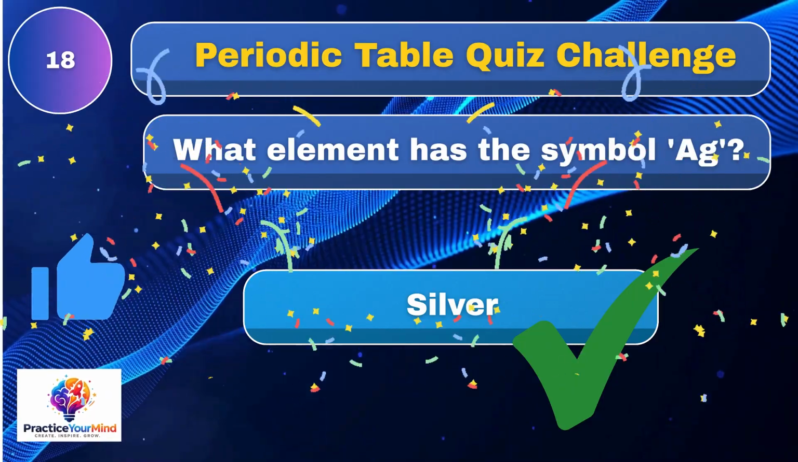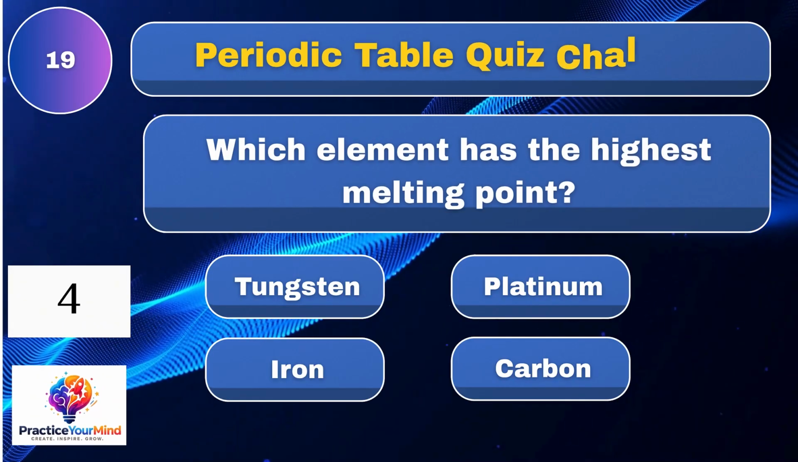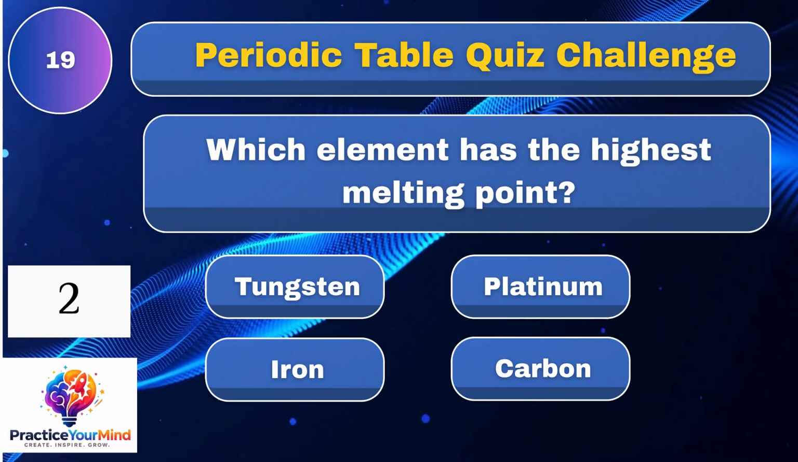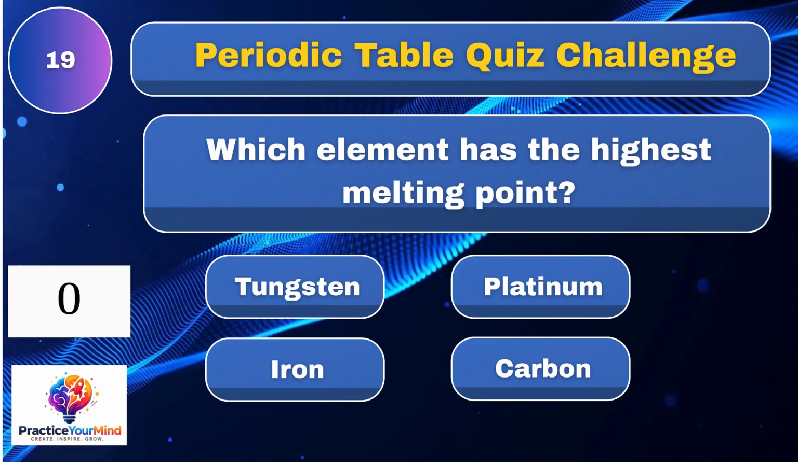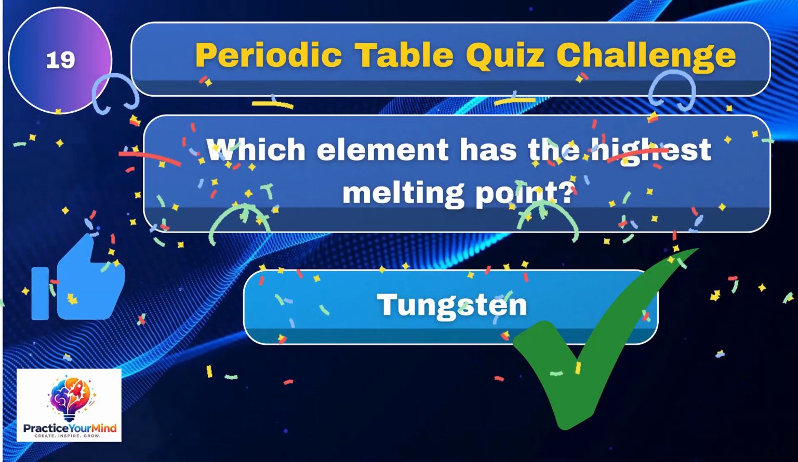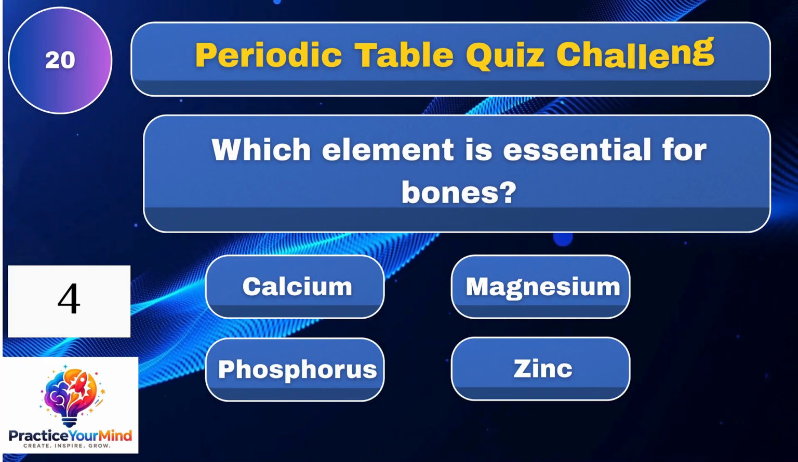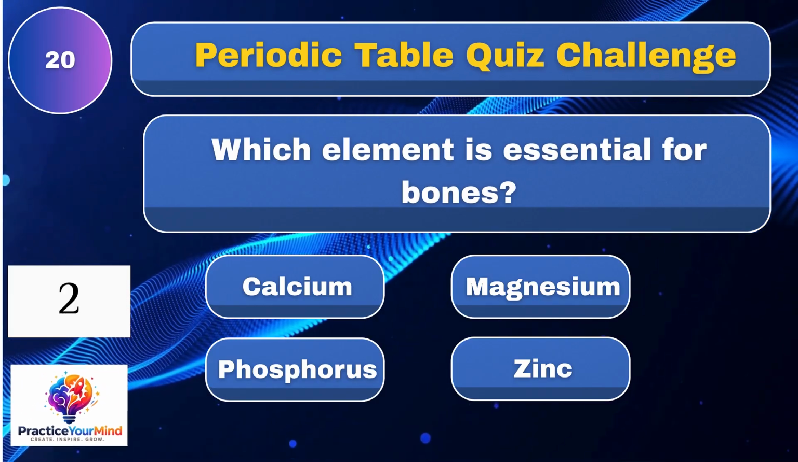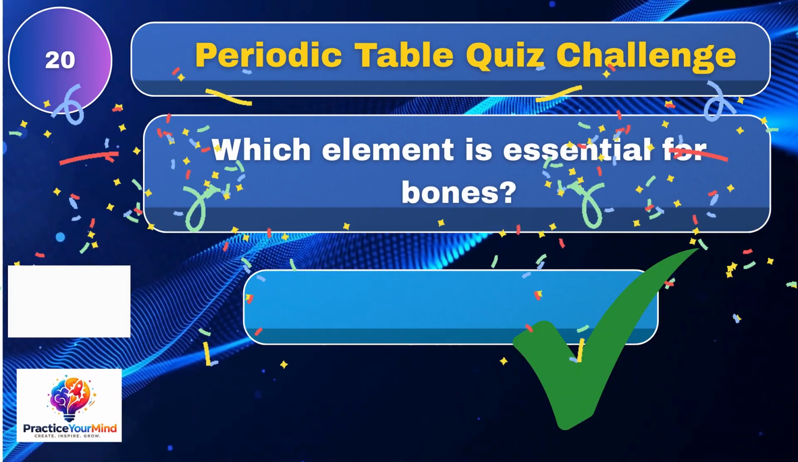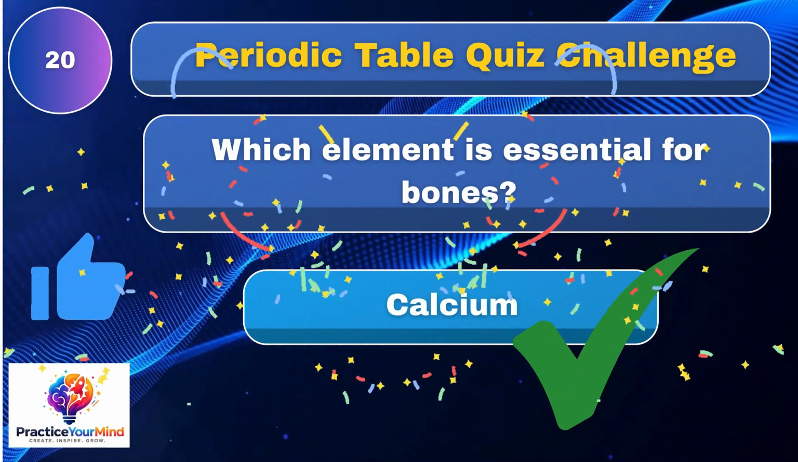Ready? Question 19. Which element has the highest melting point? Exactly. Tungsten has the highest melting point. Let's move to question 20. Which element is essential for bones? Nice. Calcium is essential for bones.